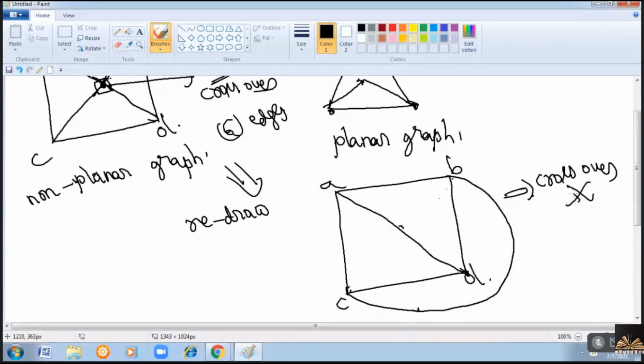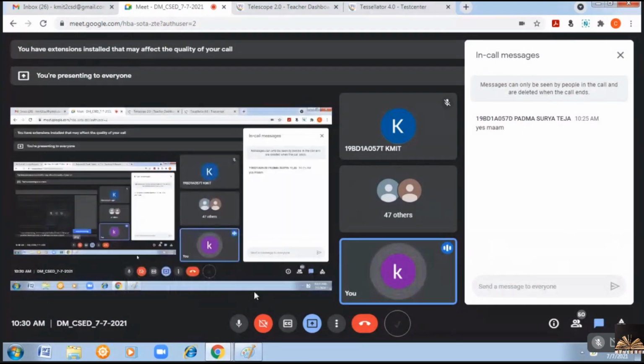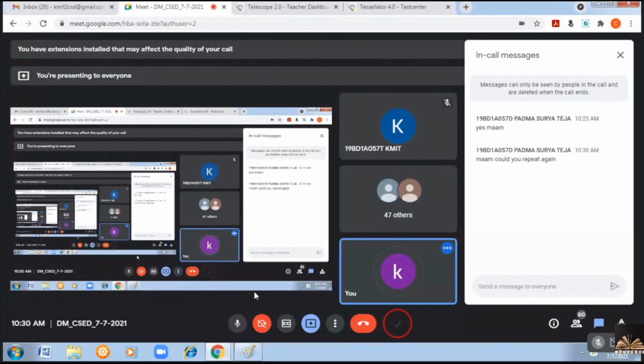Therefore, you can say that a complete graph with 4 vertices is a planar graph because there are no crossings when you redraw the graph. Is it clear? Have you understood? Okay.